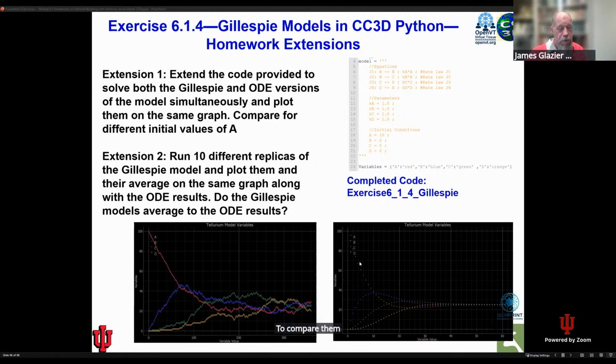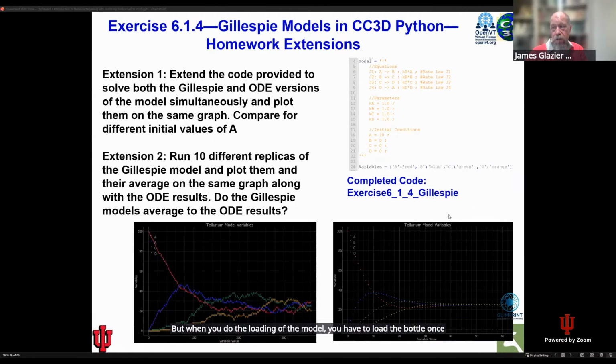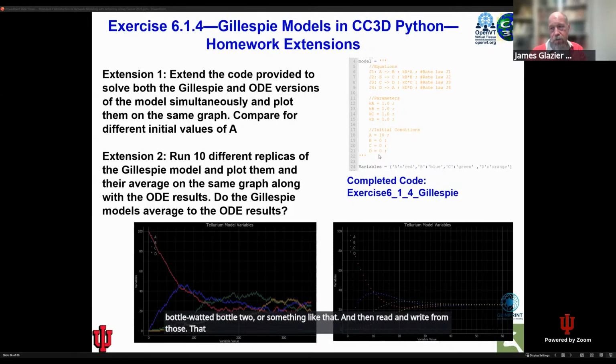Does that sound like an exercise people could try? Is it clear what you need to do? You don't have to re-specify the model itself because the model specification doesn't care whether it's Gillespie or ODE solved. But when you load the model, you have to load it once with the ODE solver and once with the Gillespie solver. And again, you'll have to not call it model both times. You'll have to call it model 1 and model 2 or something like that, and then read and write from those. That'll give you a chance to have two network models running simultaneously, one Gillespie and one ODE.